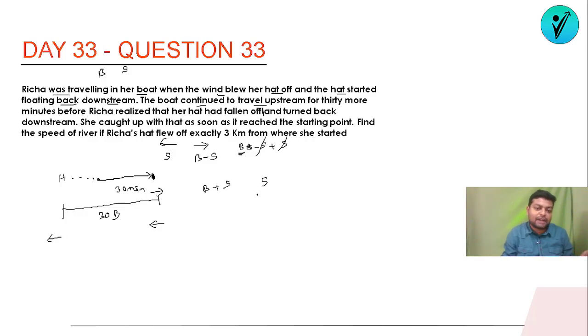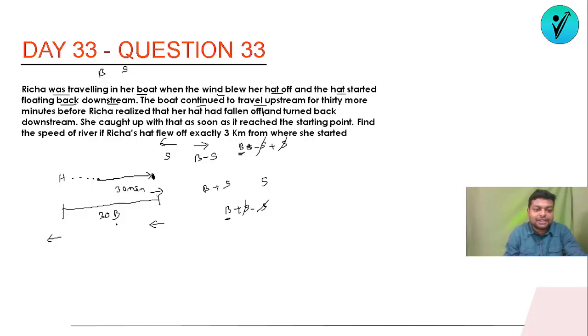So now both of them are moving in the same direction. So relative speed will be what? It will be b plus s minus s. So again the relative speed is b itself. So the relative speed is b, and what is the gap that Richa has to accomplish? ठीक है, जो Richa को cover करना है gap, the gap was of 30b.